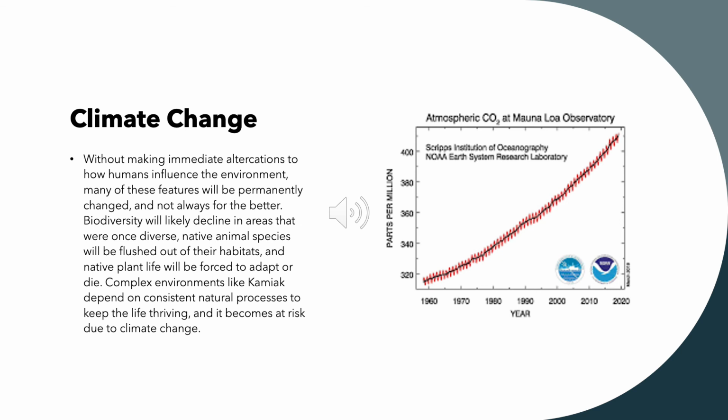Using what we know about carbon sequestration, we can infer that with the rising global CO2 temperatures, there will be irreversible consequences after some time. Without making immediate alterations to how humans influence the environment, many of these features will be permanently changed, and not always for the better. Biodiversity will likely decline in areas that were once diverse, native animal species will be flushed out of their habitats, and native plant life will be forced to adapt or die. Complex environments like Kamiak depend on consistent natural processes to keep the life thriving, and it becomes at risk due to climate change.